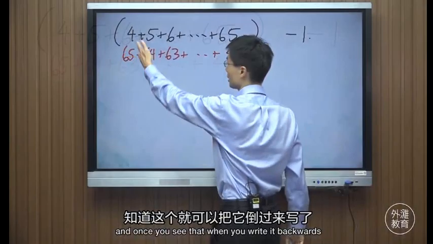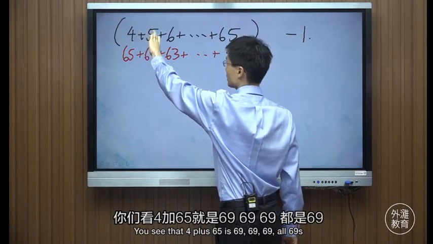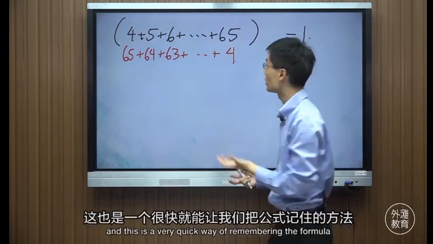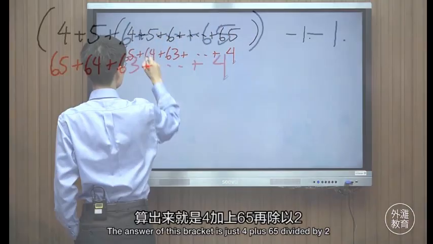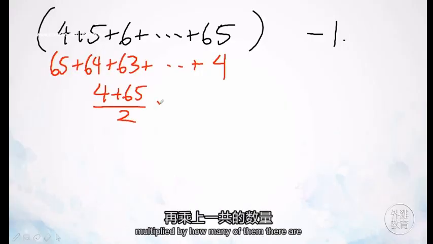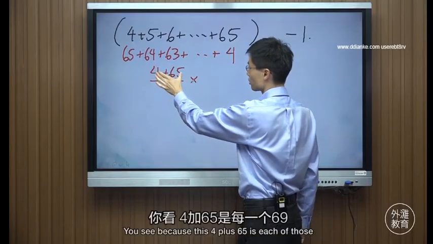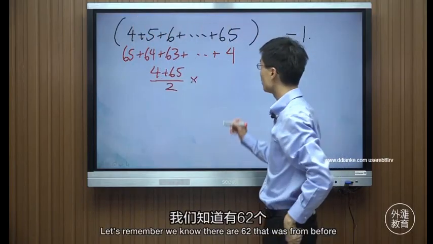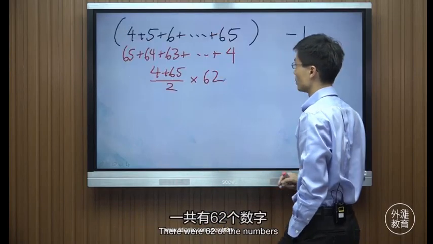And once you see that, when you write it backwards, you see that 4 plus 65 is 69, 69, 69, all 69s. And this is a very quick way of remembering the formula: if I want to add this together, the answer of this bracket is just 4 plus 65 divided by 2 multiplied by how many of them there are. You see, because this 4 plus 65 is each of those, how many are there? Let's remember, we know there are 62. That was from before. There were 62 of the numbers.